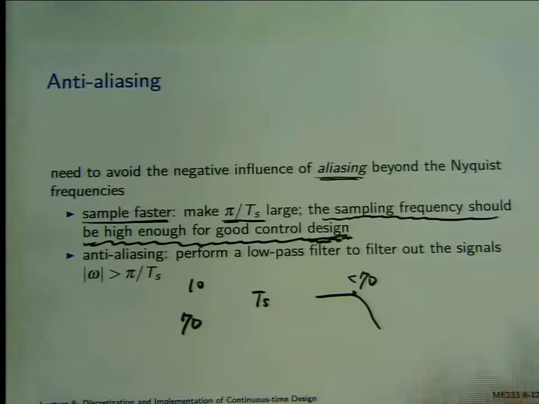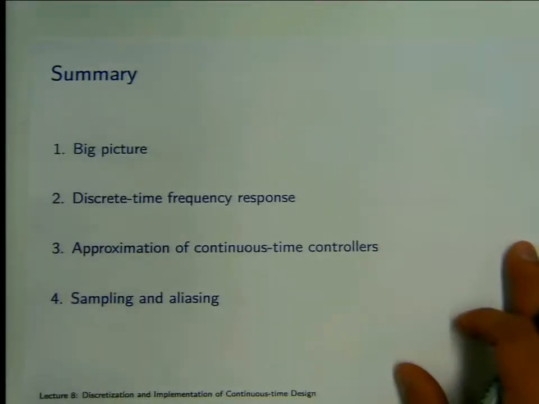If that's the choice, if we can't sample fast enough, then apply a low pass filter to filter out the components at 70 or whatever is higher than the hardware limit. Okay? So, all right.